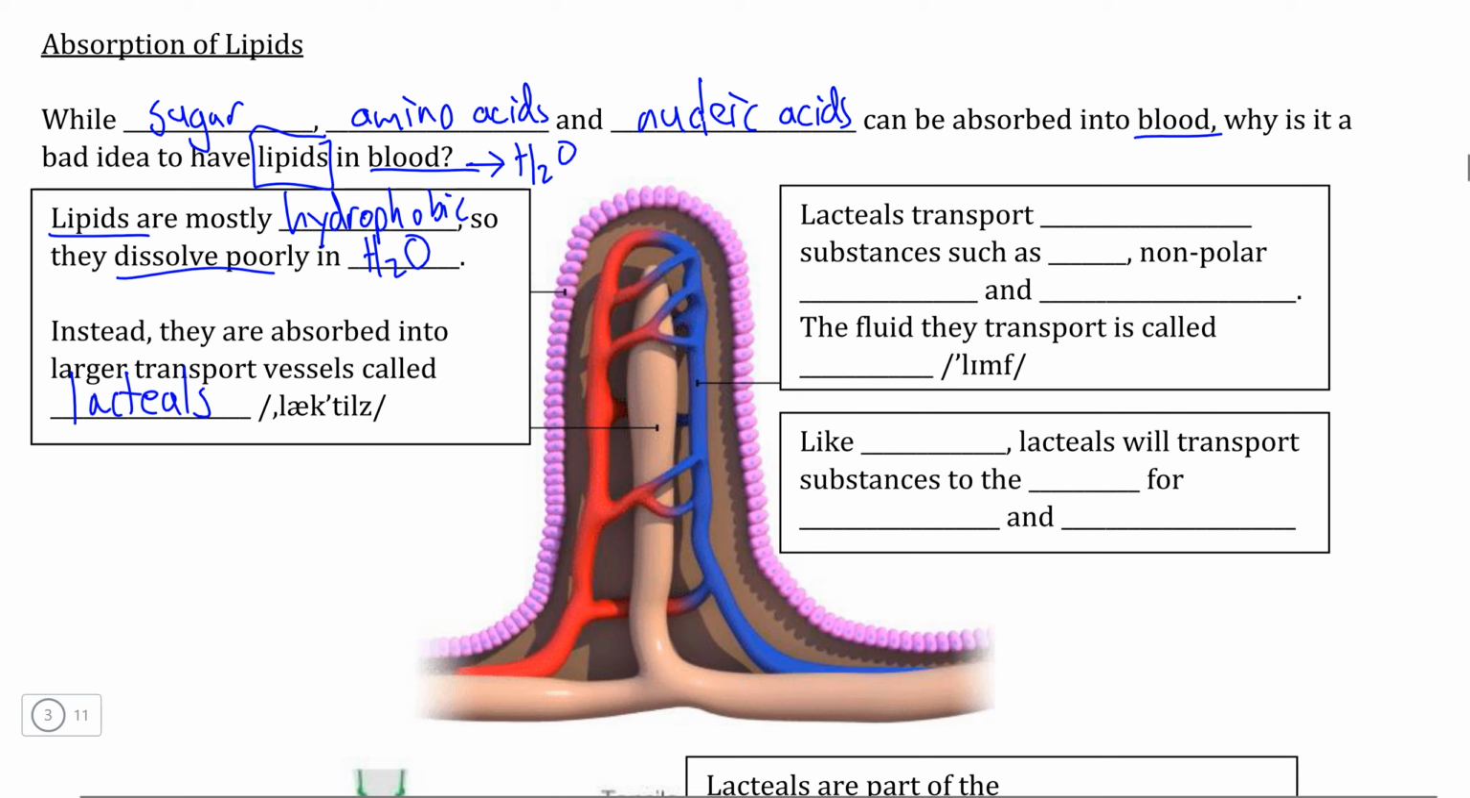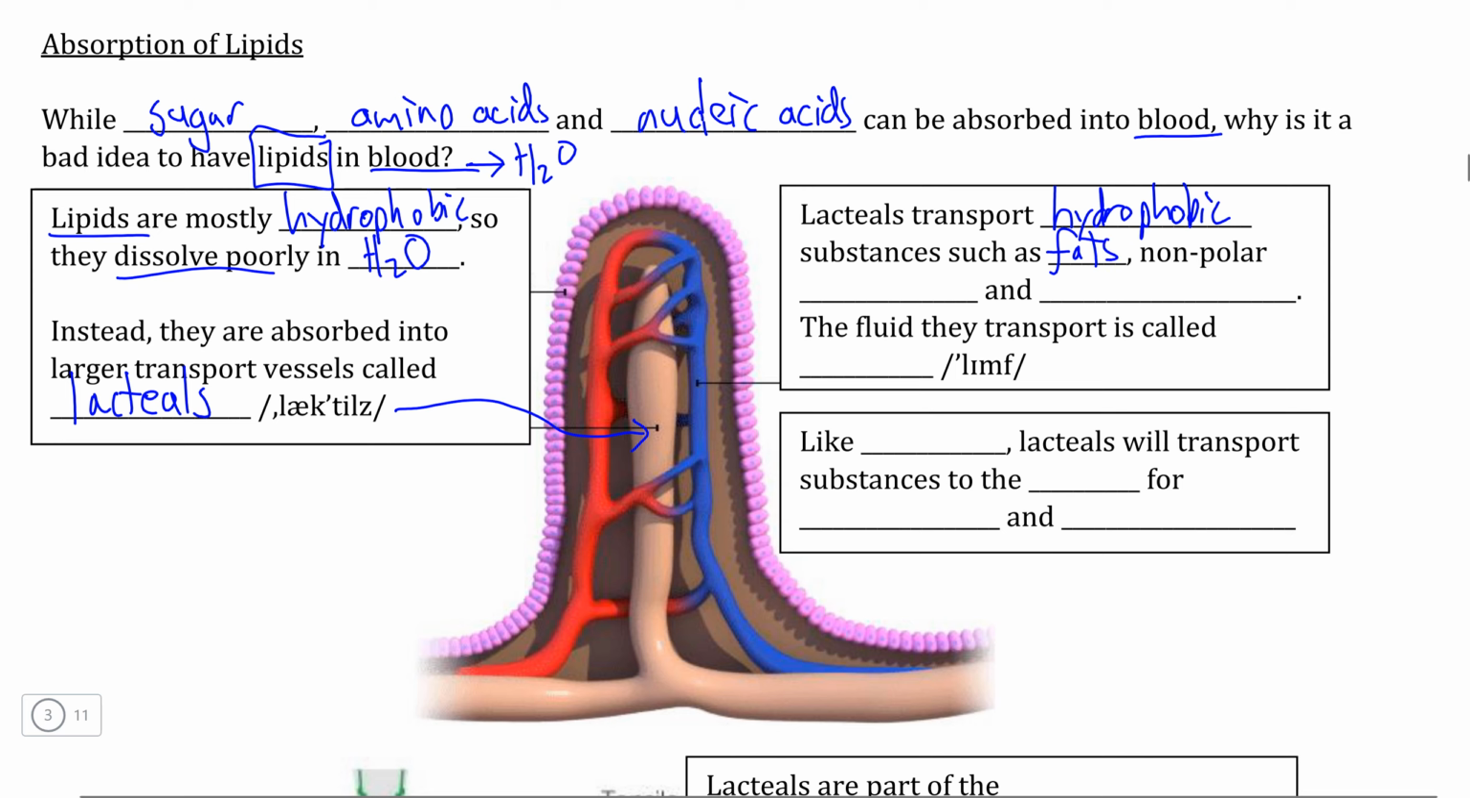So this is the structure of a villus, and we can see that there are capillaries in here, but we can see right in the center that there is a second tube, and these are what we call your lacteal system. And the general idea is that lacteals exist as an alternate transportation system for any material that is hydrophobic, such as fats.